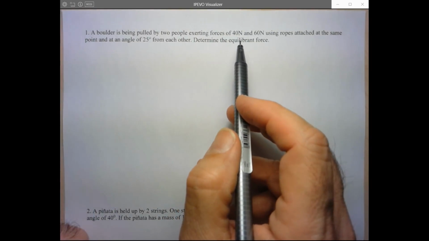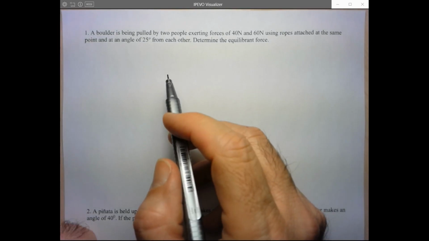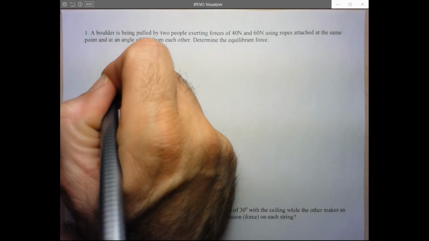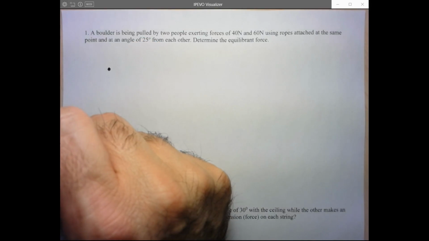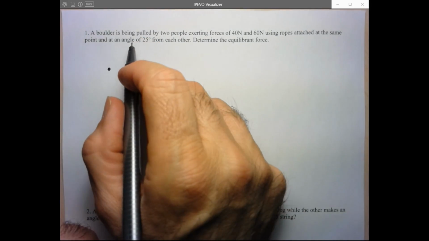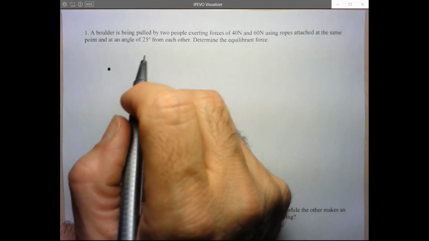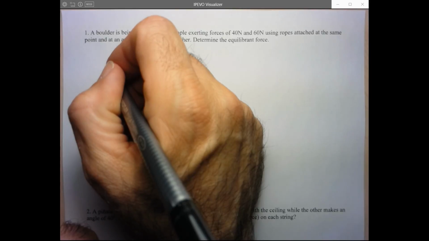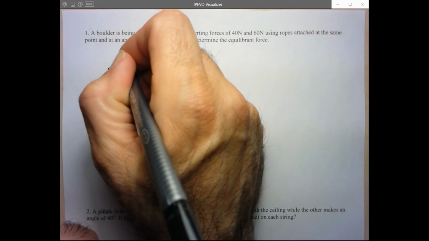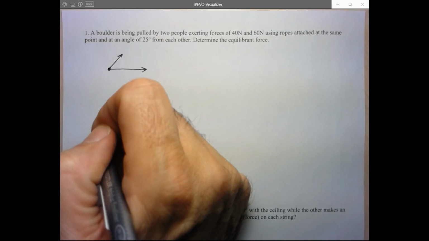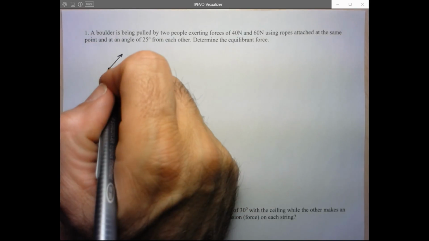So let's keep in mind what the equilibrium force is as I'm drawing the diagram. Okay, so I'll just represent the boulder by this point since they're attached at the exact same point. All right, and since they're giving us the angle between the two vectors, I know that I should be thinking of these vectors tail to tail. Okay, so let's say this is the smaller vector, the 40 Newton, and there's the 60 Newton. We'll make it a little longer, and they give us the angle between them.